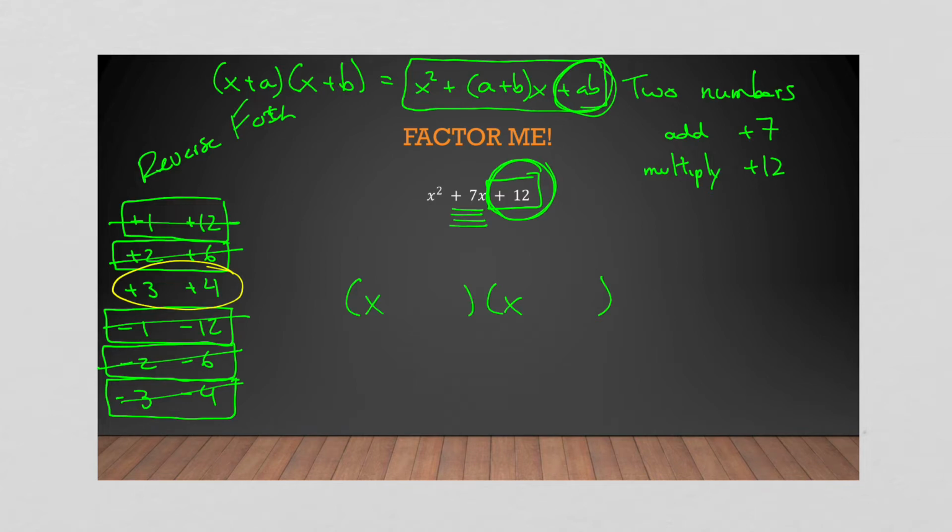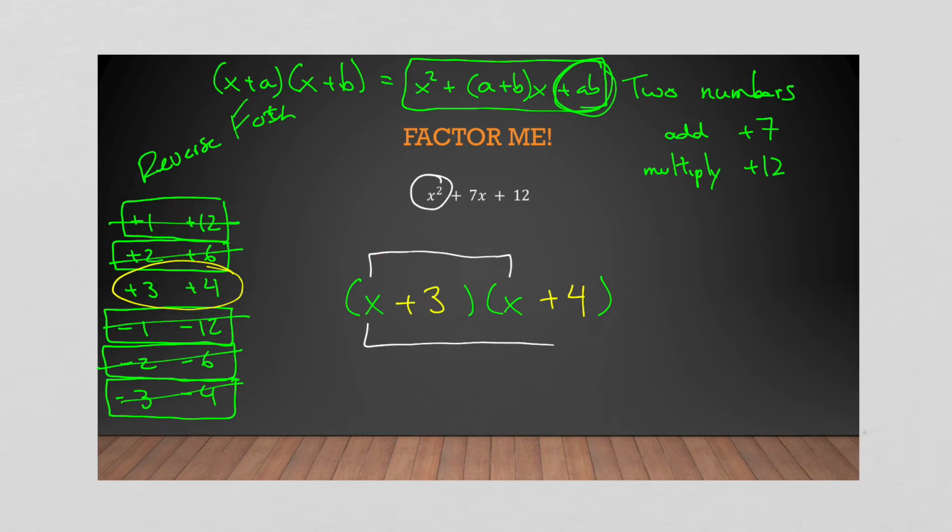So we just plunk them in with their sign attached, plus 3 plus 4. And just like that, you have factored this quadratic. You have reverse foiled. And if you were to FOIL it to check, x times x is x squared. X times 4 is 4x. X times 3 is 3x. You add those together, you get 7x. And then 3 times 4 is 12.